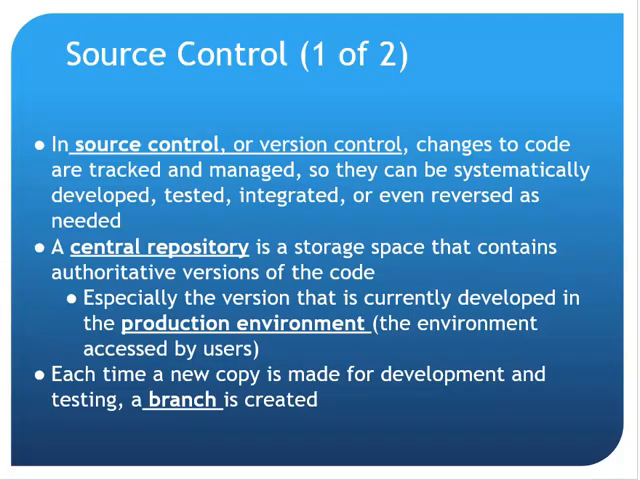Version control, or source control: changes to the code are tracked and managed. So we need a way to manage any changes that are occurring and even reverse them if needed. The central repository is the authoritative version of the code. The production environment is what is being released and used or being run. And any time a copy is made for development, we call that a branch. If you've done any kind of Linux work, there's a lot of branches of code, so a lot of people recognize that term.